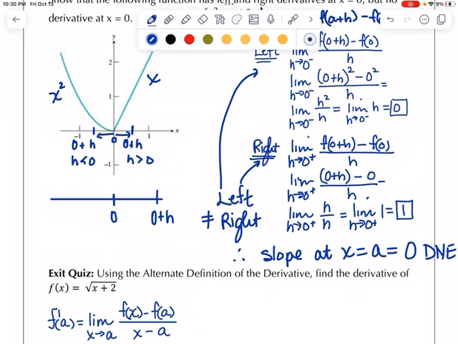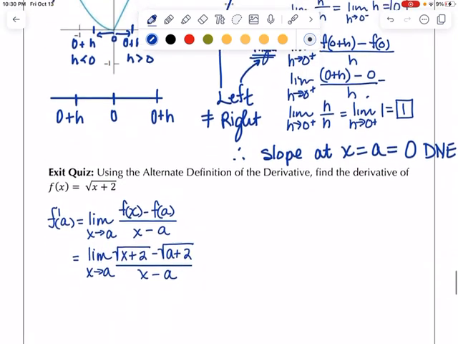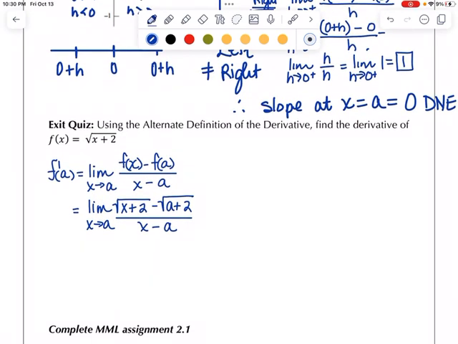I think I was clear enough about coming over this way to 0 plus h. Okay, all right, I'll leave that go. All right, last one. Using the alternative definition of the derivative, find the derivative of f of x is equal to square root of x plus 2. Now, what I'd like you to do is pause your video, try this, and then check back with me in just a minute after you're finished.